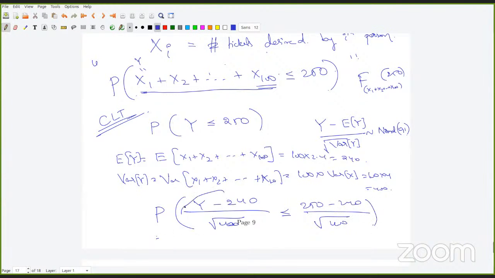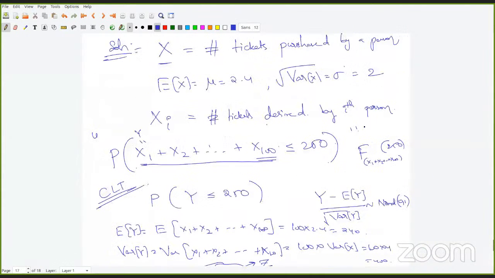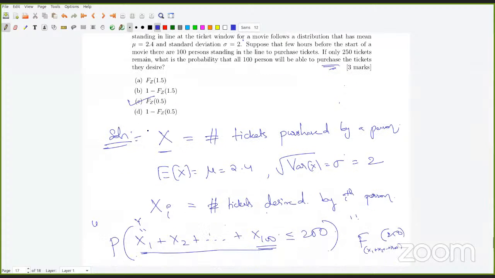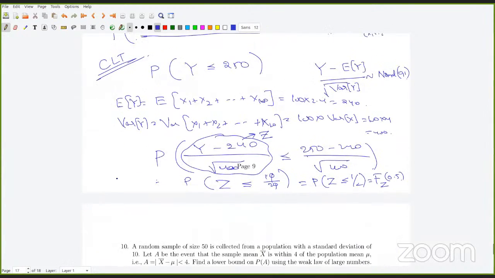So this is standard normal Z. Correct. So this is the probability that Z is less than or equal to 10 by 20. So this is half. The probability that Z is less than or equal to half is Fz of 0.5. Okay, so option C will be the correct answer. Right. So this is all.